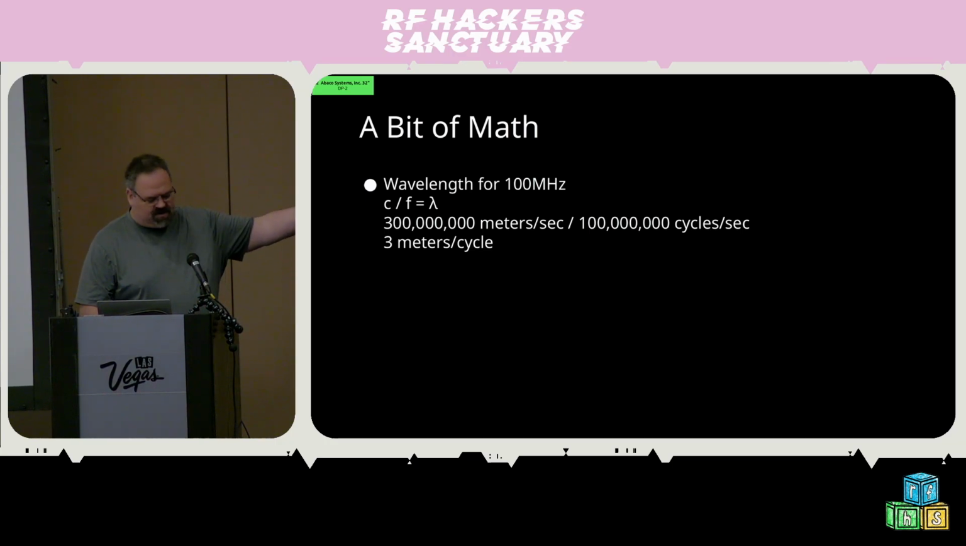So, we have a 100 megahertz signal, 300 million meters per second as the rounded up value, divided by 100 million cycles per second. The second values cancel out, and so we end up with 3 meters per cycle. So at 100 megahertz, the wavelength is 3 meters.